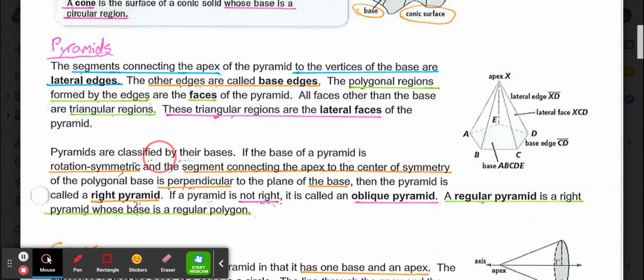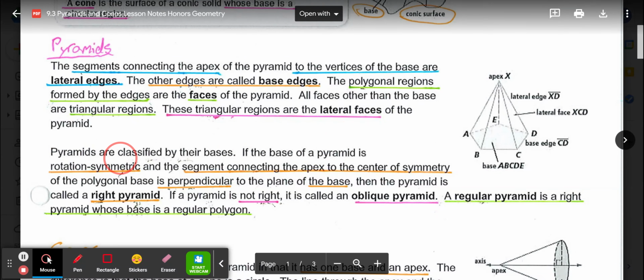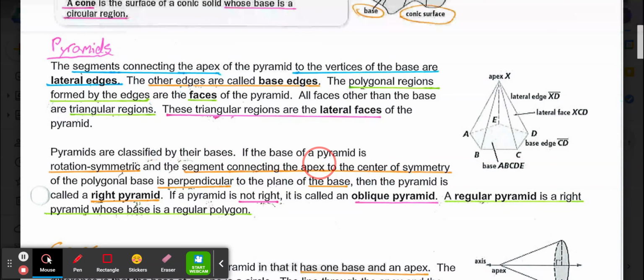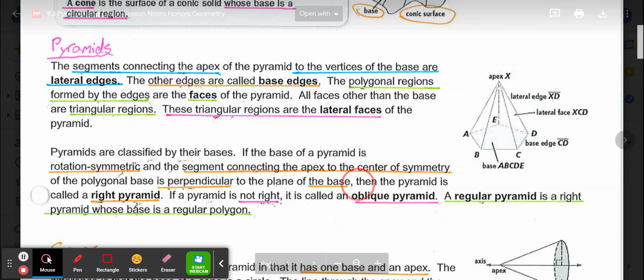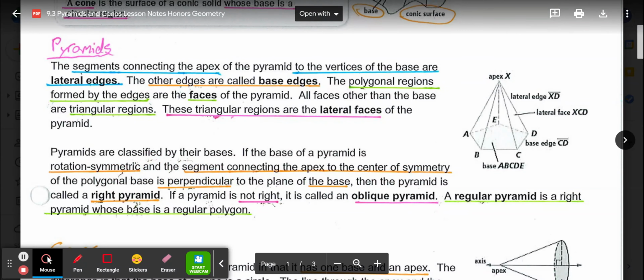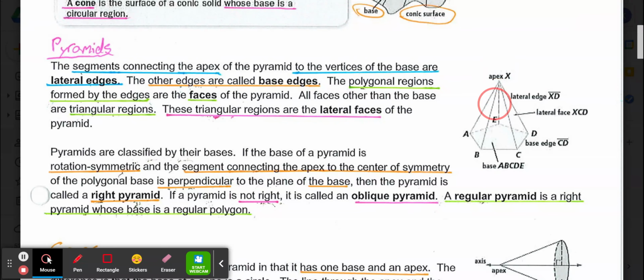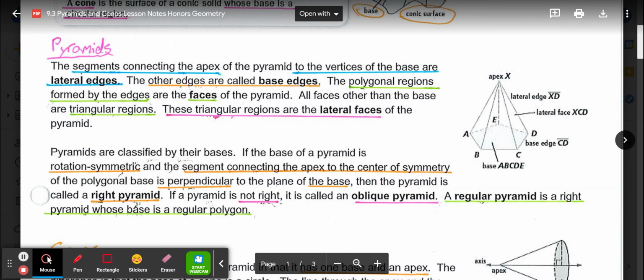Then, if the base of the pyramid is rotation symmetric and the segment connecting the apex to the center of symmetry is perpendicular to that base, then the pyramid is a right pyramid. So if I took my apex X and connected it to the center of symmetry of base ABCDE, and it met that base at 90 degrees, it's a right pyramid. Any other angle, it's an oblique pyramid. And then lastly, we have a regular pyramid, which is a right pyramid whose base is a regular polygon.